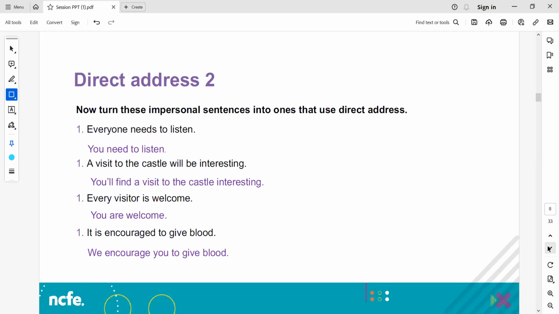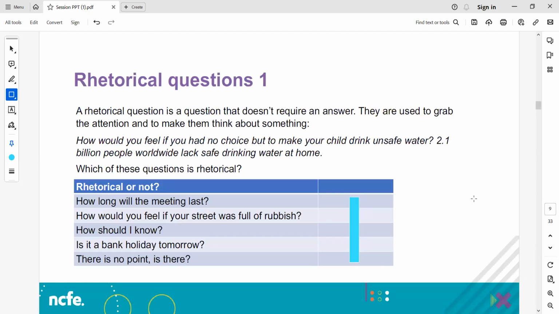Well done, thank you. So moving on to rhetorical questions, and we have looked at these previously, but we're going to look at them in a bit more detail. So rhetorical questions are questions that don't require an answer, but they grab attention and make people think about something. And they're used often in speech as well as in writing.